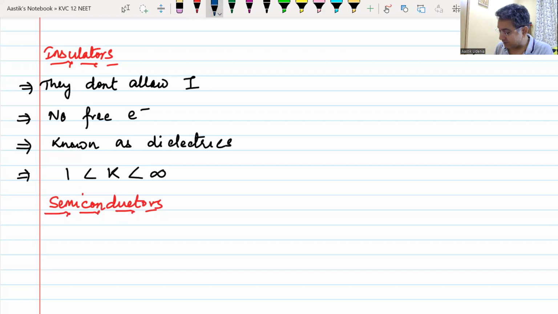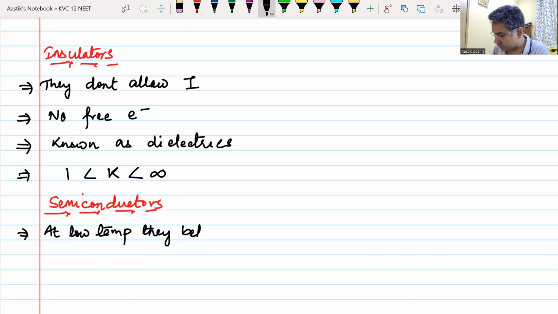What are these semiconductors? Anyone have heard about these semiconductors? Partial flow of current. At low temperatures, they behave as what? At low temperatures, they behave as insulators. So at low temperatures, they are insulators.